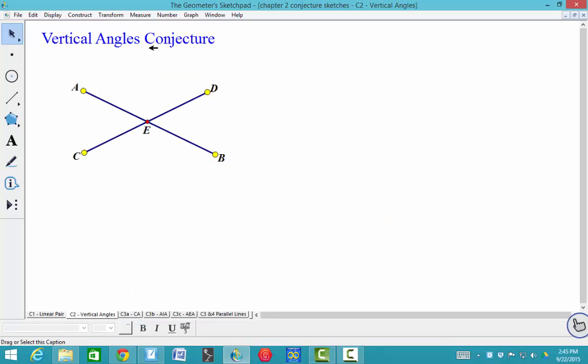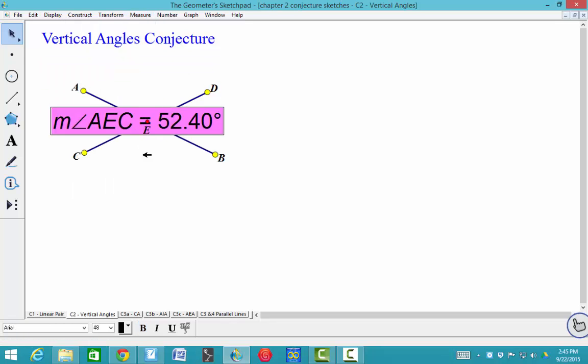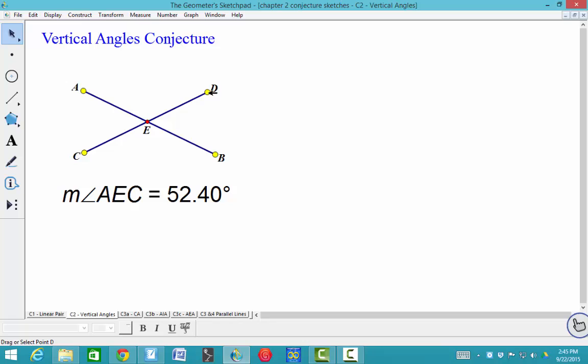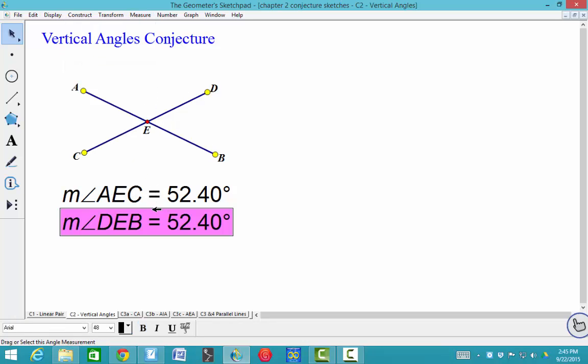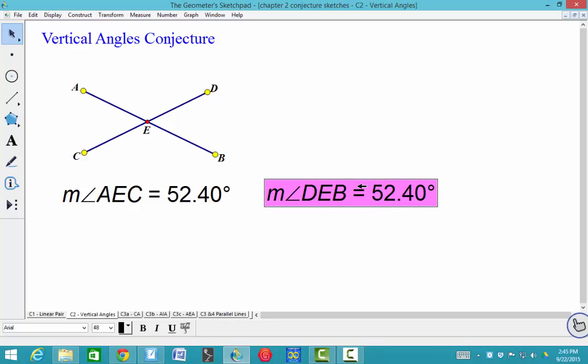Second conjecture, vertical angle conjecture, we're going to show that the vertical angles are congruent. So again, I'm going to measure the angle on the left, measure angle, measure the angle on the right, 1, 2, 3. And then I want to show a table showing that those 2 angles will always be the same.